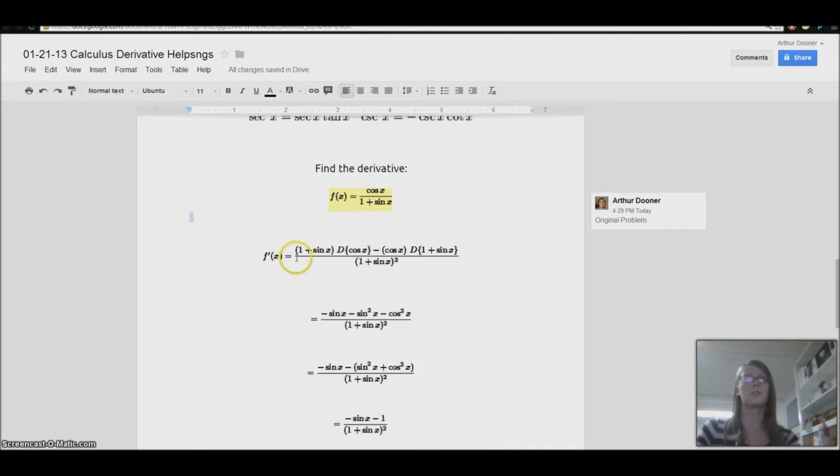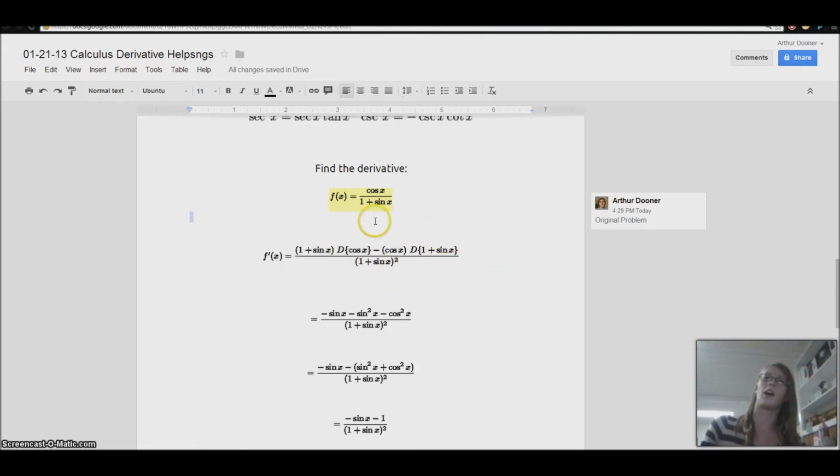So the quotient rule is low d high minus high d low over low squared. So first you take the denominator and multiply it by the derivative of the numerator. Thank you, Arthur. And you subtract from that the numerator times the derivative of the denominator, and you divide everything by the denominator squared.